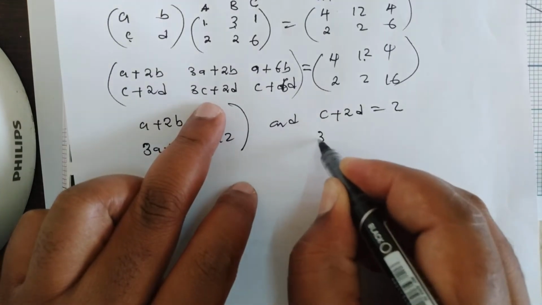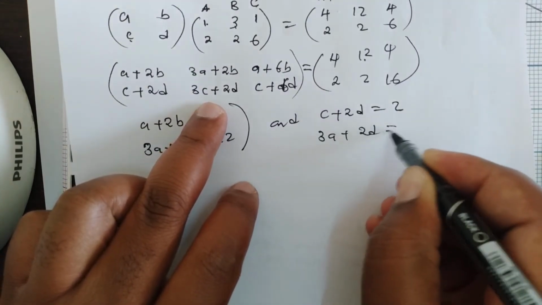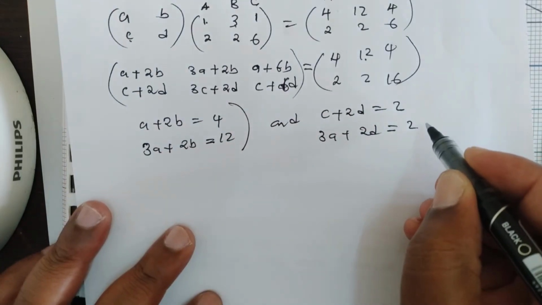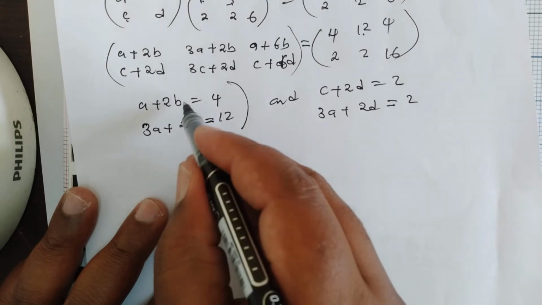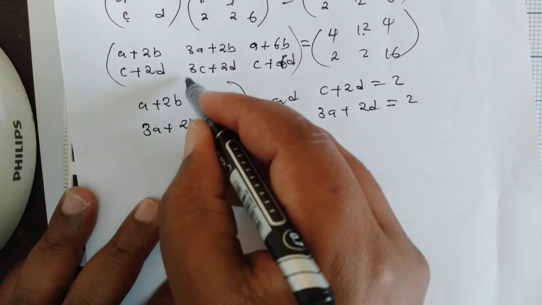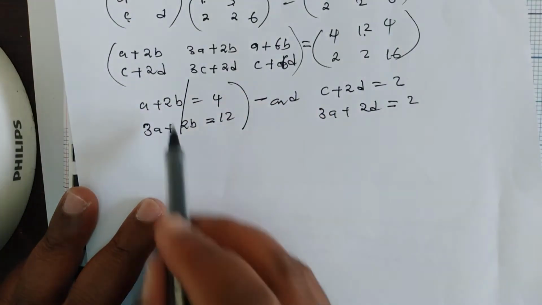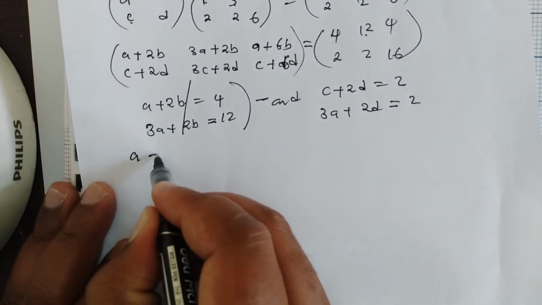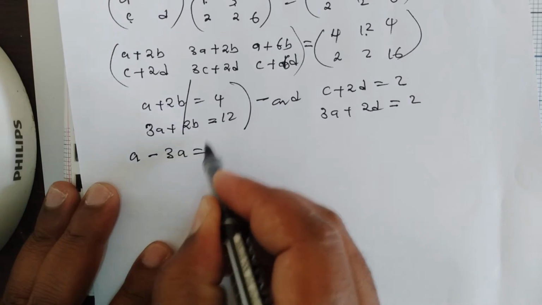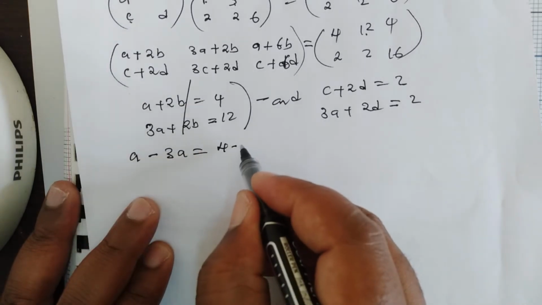Then 3C plus 2D is equal to 2 again. Then you solve them simultaneously. So here maybe we can use the elimination method. We eliminate this, so we subtract. So these will cancel. 2B and 2B will cancel. So you have got A minus 3A is equal to 4 minus 12.